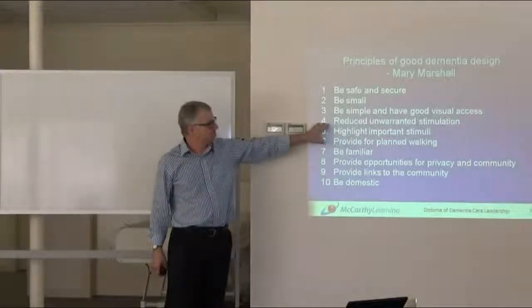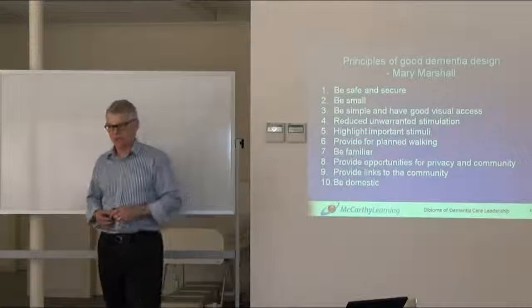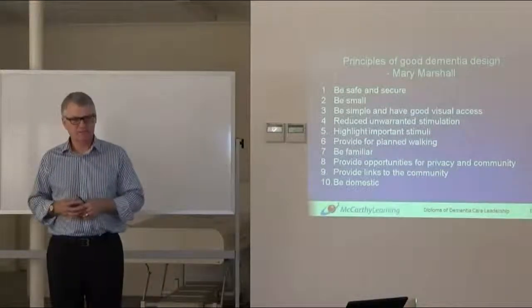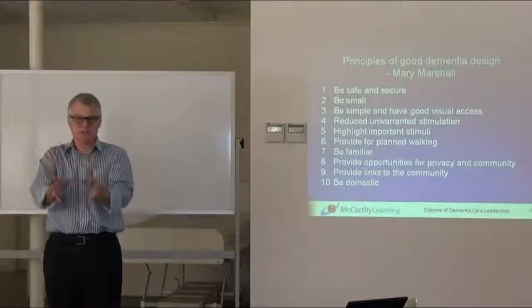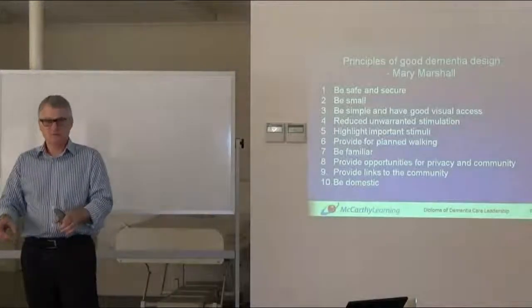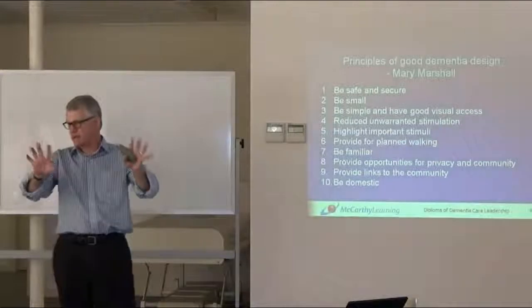Unwanted stimulation. So we want to reduce that. Highlighting important stimuli. What are some of the things that might be important to highlight? The toilet. Right. So we want people to know where the toilet is. So we might need to do what? A sign or coloured door, maybe. Coloured door different to the background.